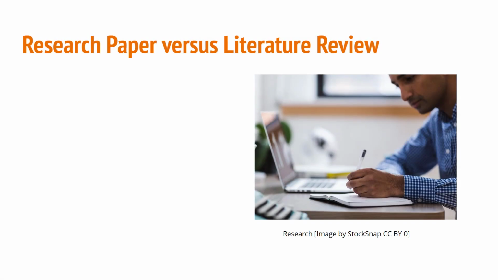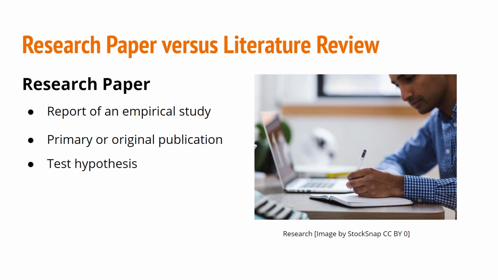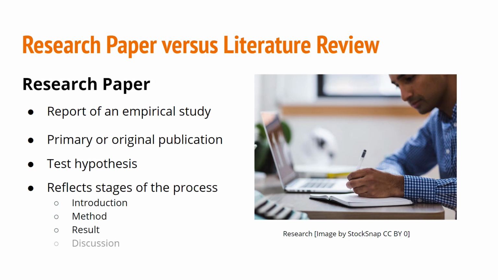I want to start with a comparison of a research paper versus a literature review. A research paper has the following characteristics. It's the report of an empirical study. This is what we call a primary source or an original publication where the author is testing a hypothesis. The research paper reflects the stages of the hypothesis testing process. So it's going to include a very clear introduction, a method section, a results section, and a discussion.